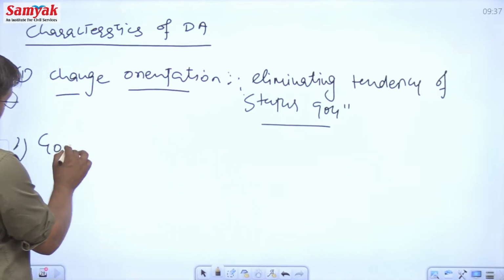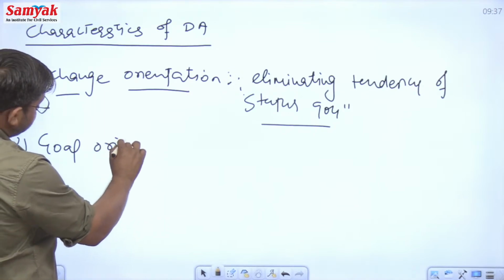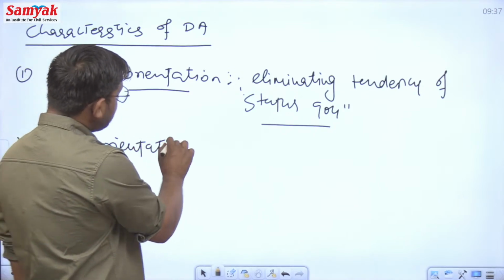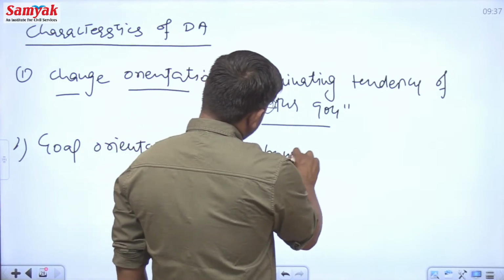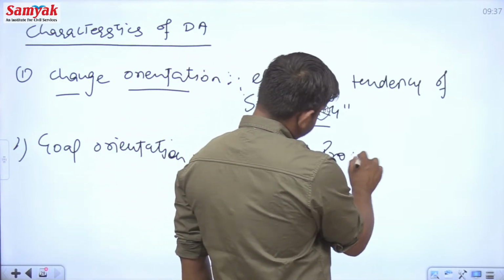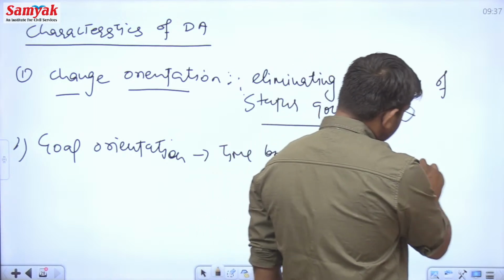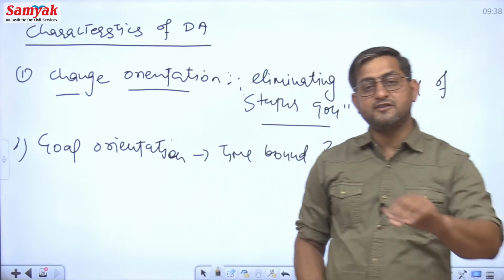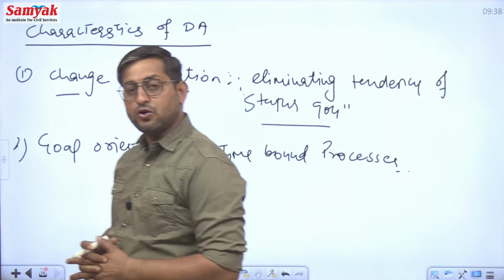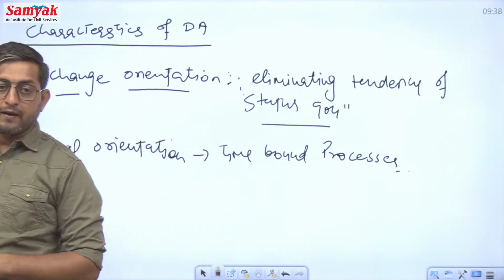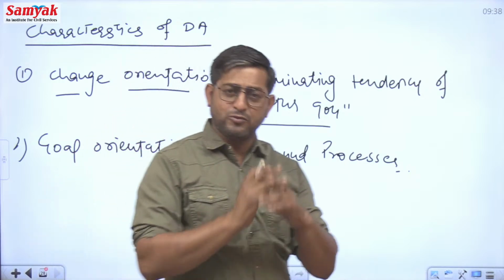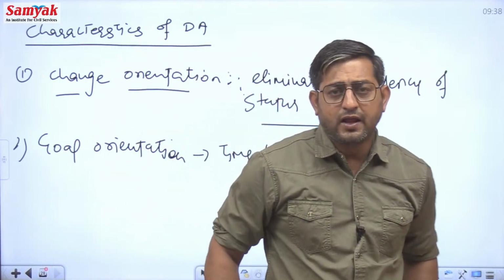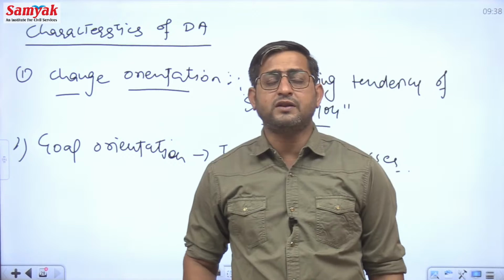Second, goal orientation. Goal orientation means you will make the processes very time bound. You will decide a goal, that I want to achieve this goal in this much time, and will ensure the process fulfills that goal. Now, this is the basic problem in all the developing countries, and this is the basic problem with most of the democracies itself. The processes are not time bound.